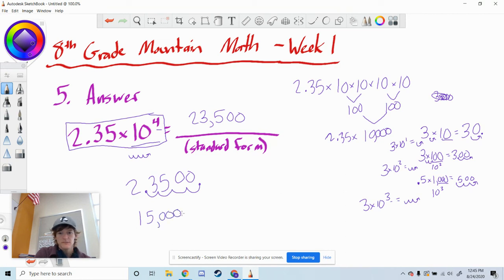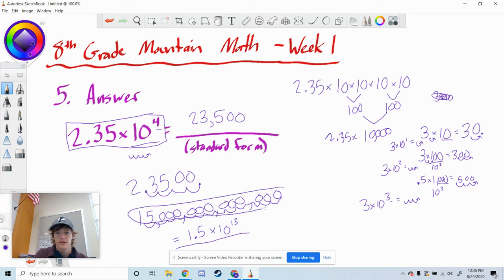Like, for example, if it was 15 billion. We can rewrite that as 1.5. And how many times will we need to move our decimal? Let's see. 1, 2, 3, 4, 5, 6, 7, 8, 9, 10, 11, 12, 13. It's just a shorter way of writing these really big numbers.